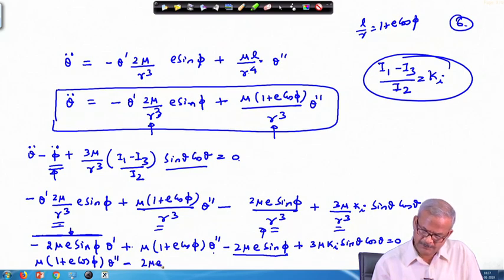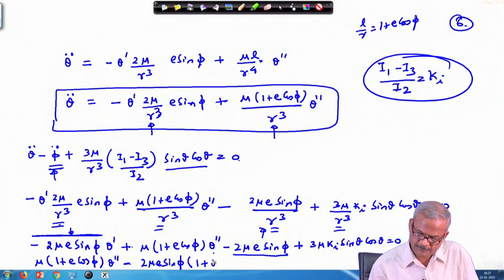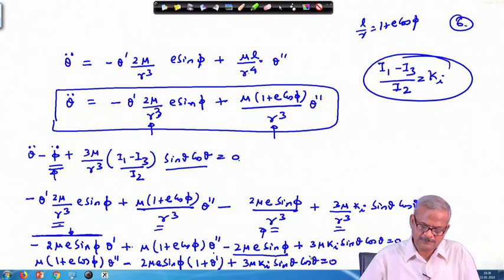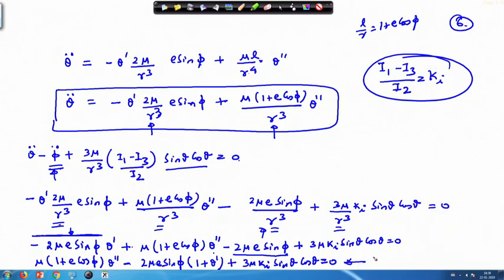2 mu E sin phi times 1 plus theta prime, and rest other terms, 3 mu k I sin theta times cos theta equal to 0. So, this is the equation of motion in elliptical orbit for pitching only. Equation of motion in elliptic orbit for pitch only.